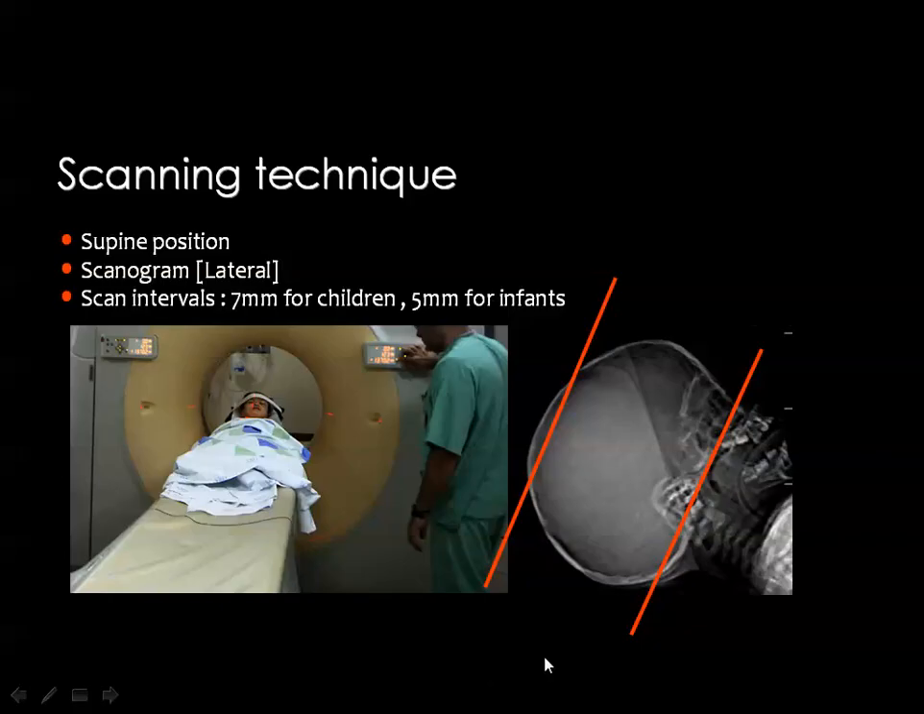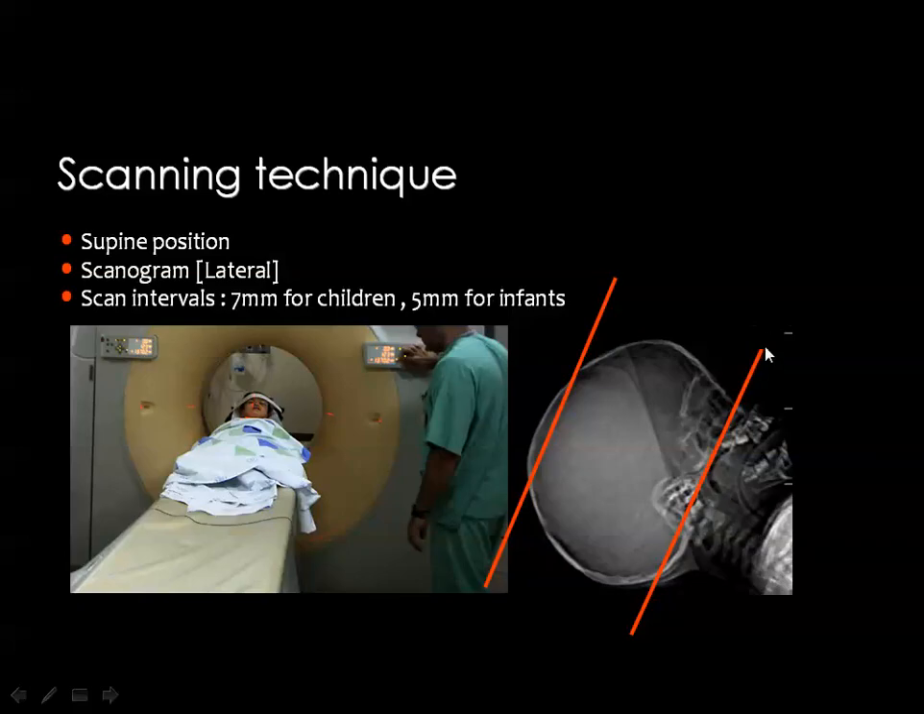Then to have a CT scan of the brain, we put the child on the CT machine, and we usually have this preliminary image, which is known as the scanogram. And the scanogram is obtained in the lateral view, and sometimes we can obtain a frontal scanogram, and this is usually done whenever we are examining the chest or the abdomen, for example. But in the brain and the spine, we usually have a lateral scanogram.